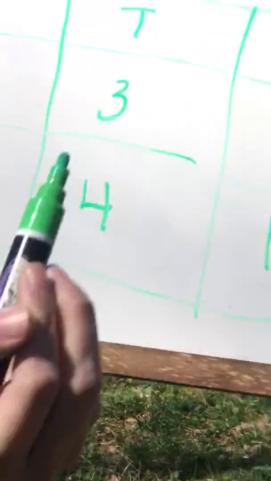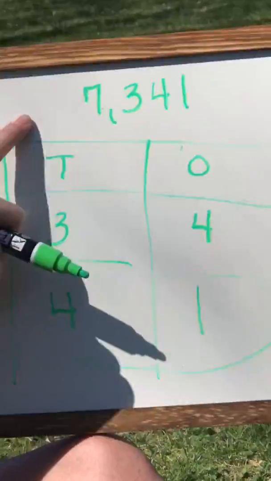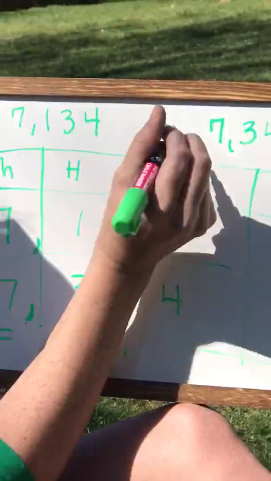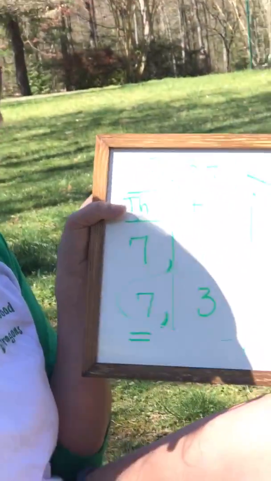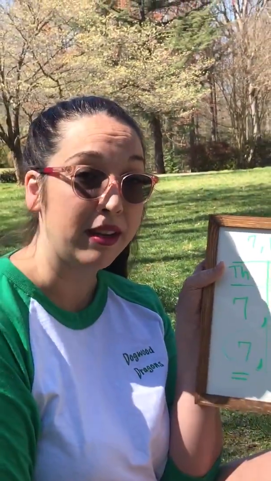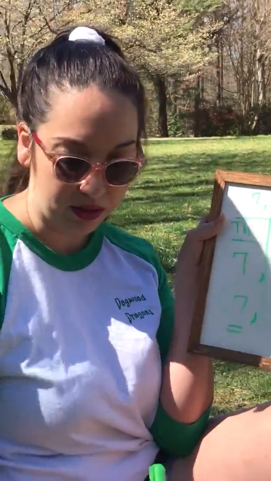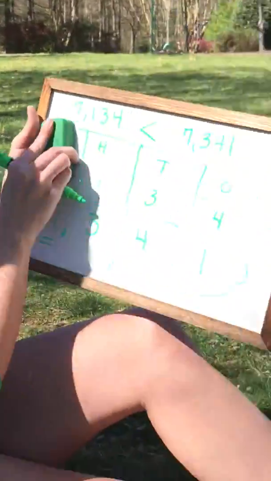300 is greater, so I know that this second number is the greater number. I can now put my symbol that this number is greater by drawing it this way. So far we've only had 2 numbers to order and compare. What would happen if we added a third one? I'm going to show you how to do that too.